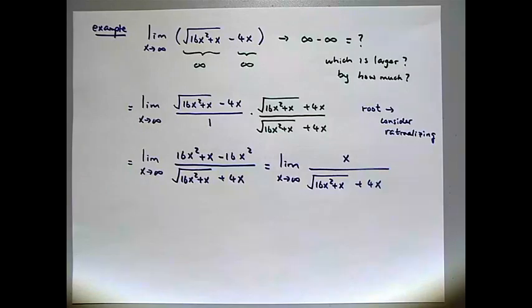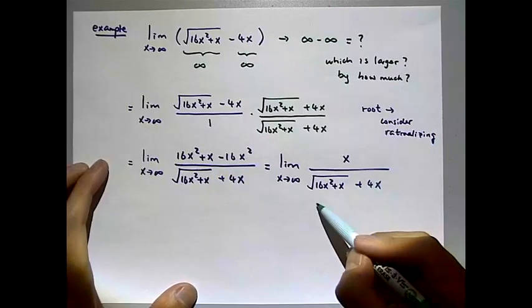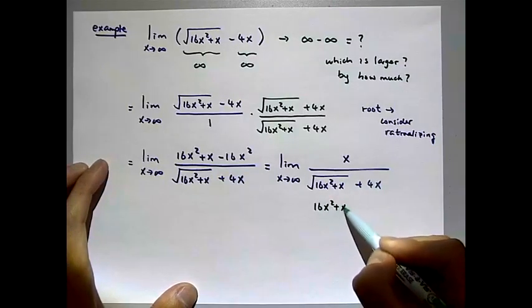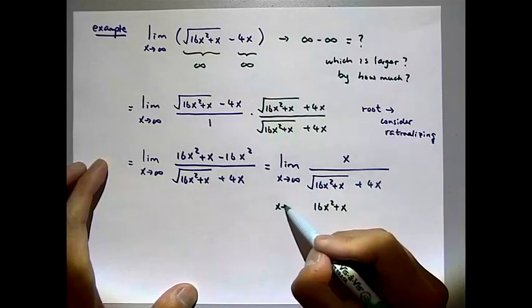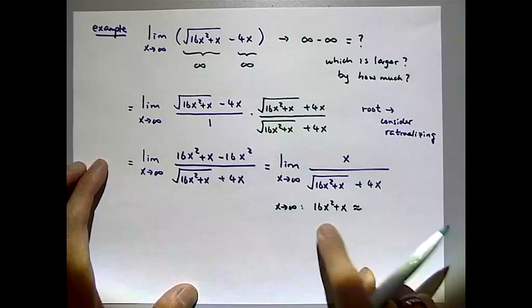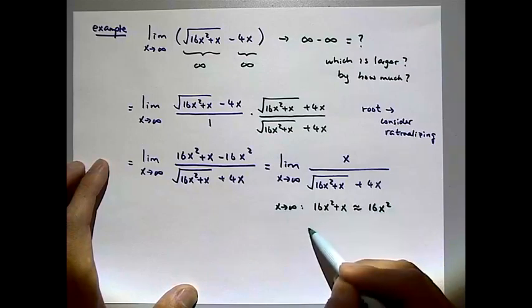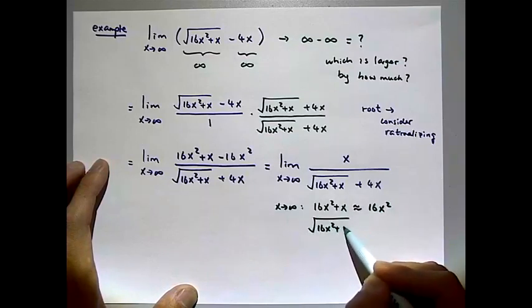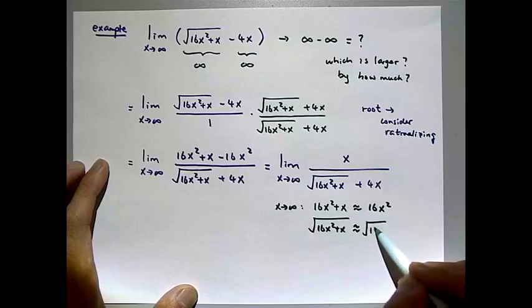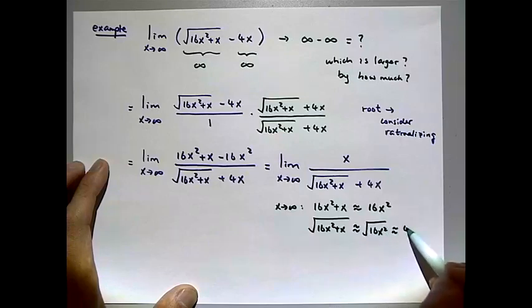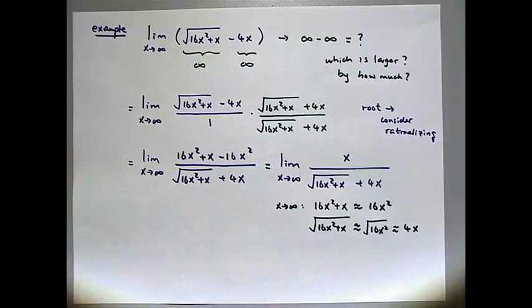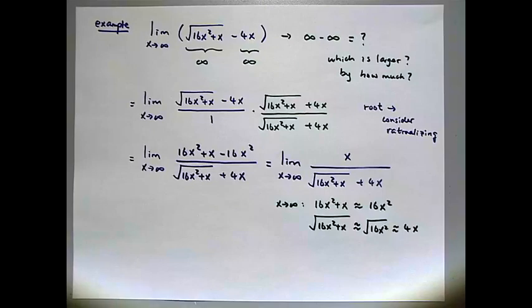Okay? And now we can do the same trick we've been doing here. 16x squared plus x, when x is very large, that is going to dominate. So that is approximately 16x squared, right? So radical this thing right here is roughly radical 16x squared, which is roughly 4x. Same trick we've been playing all this time. When things become large, only the leading term, the term with the highest power, truly matters.